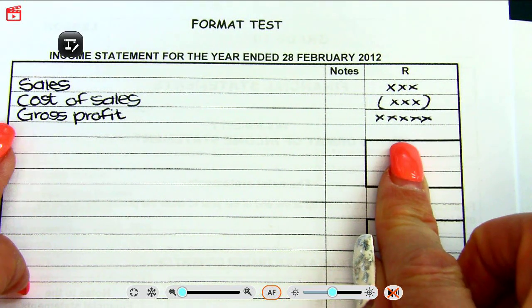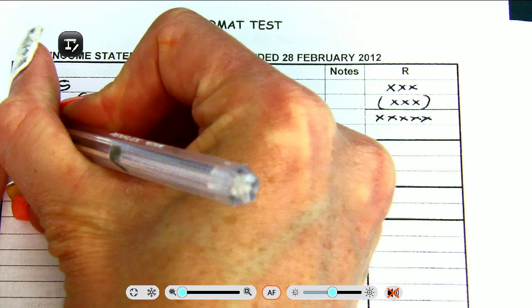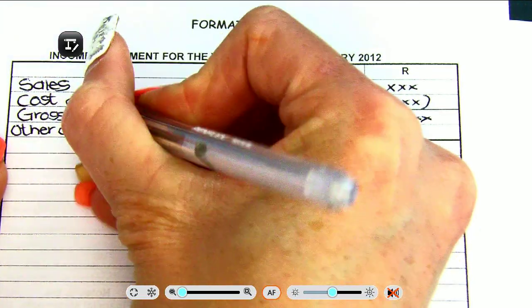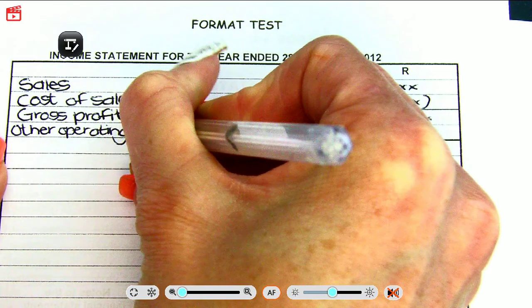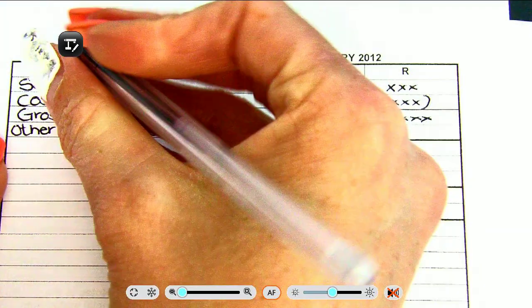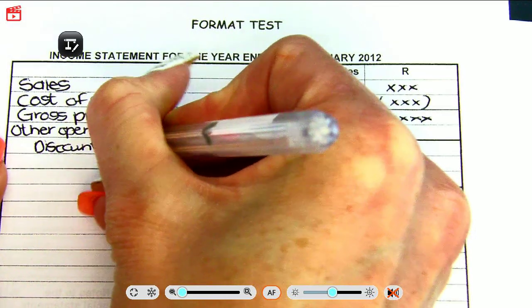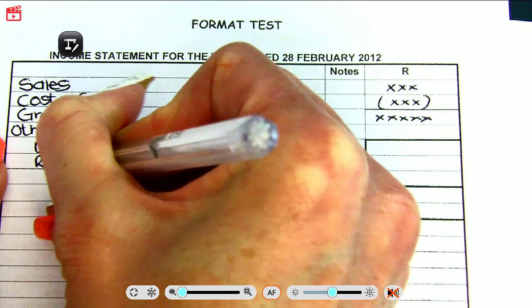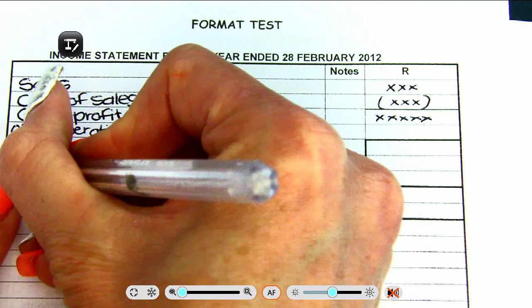Then we need to write other operating income. But we don't know what that amount is yet, so we leave that blank. Other operating income. Then we write discount received, rent income. So anything else that would have been an income for you? Bad debts recovered.